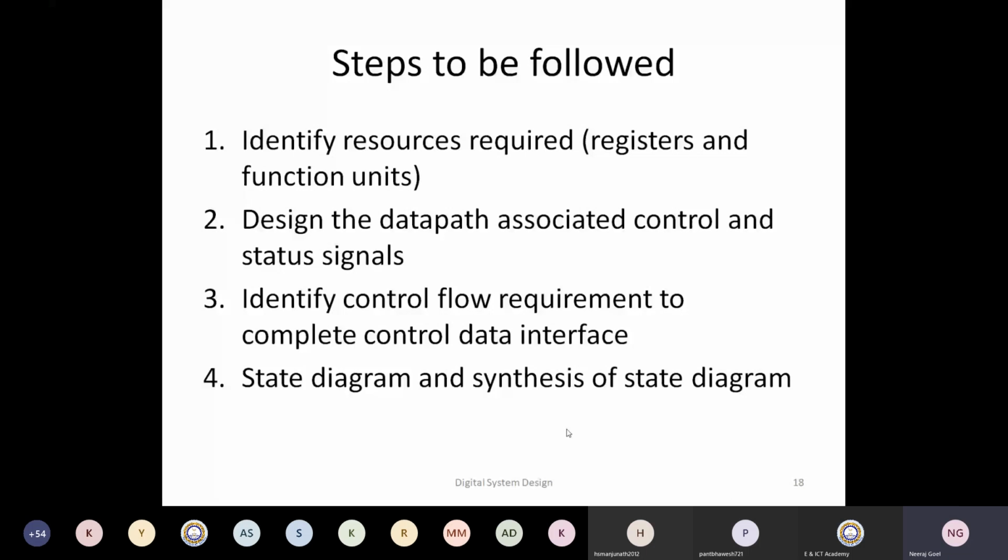So this data path designing is also the next important step. And once the data path has been designed, then we will identify the control path requirements, and identify which signals would be required from the control path, and then we'll design the state machines, implement that state machine, and then the circuit would be complete.